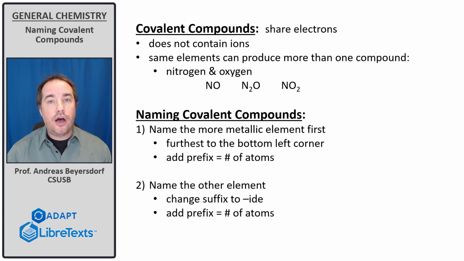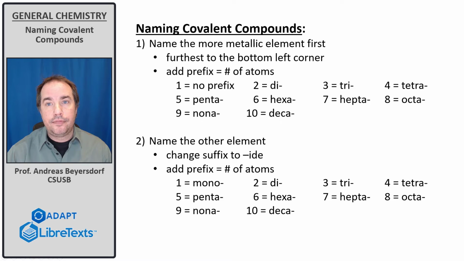Now, naming covalent compounds follows two steps. The first is to name the more metallic element first. This is the element that is furthest to the left and bottom on the periodic table. We add a prefix to determine the number of those atoms. Then we name the other element, and we change its suffix, its ending, to "ide." And then we also include a prefix to denote the number of atoms of that element.